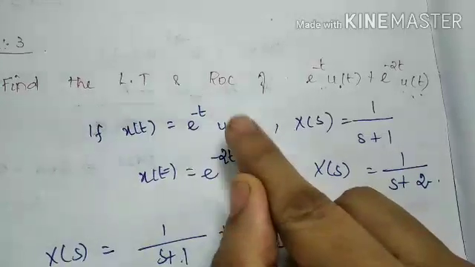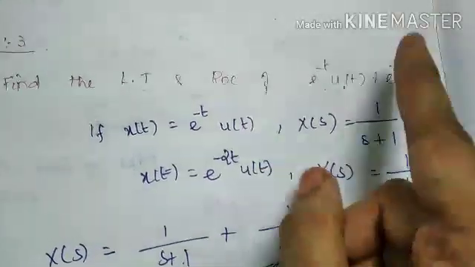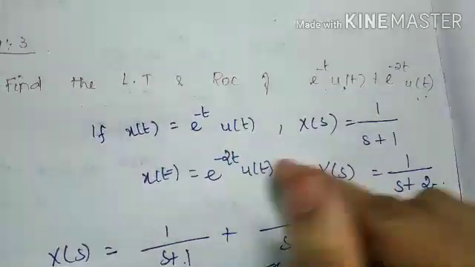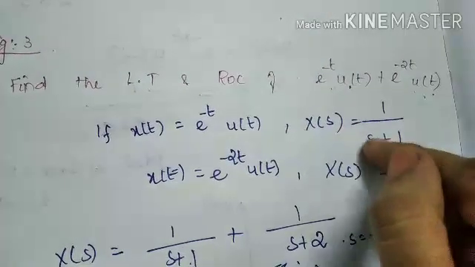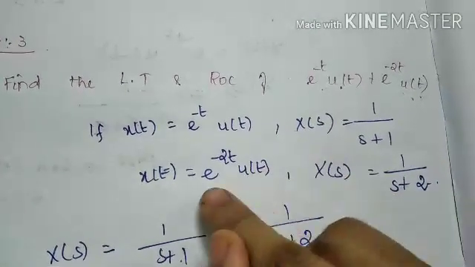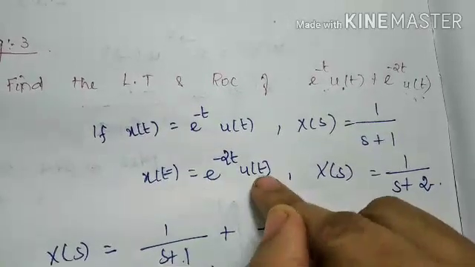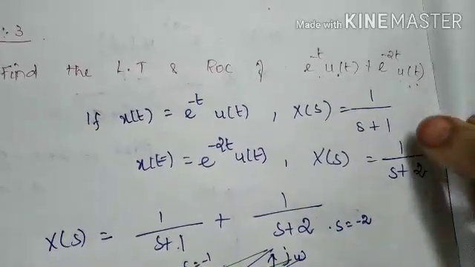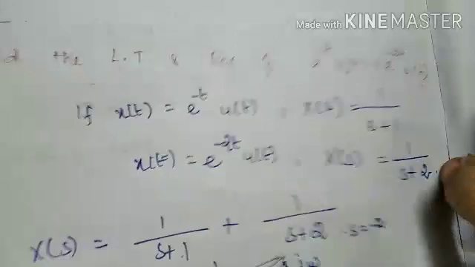See here, u of plus t. So what signal is this? Right sided signal. Right sided signal in the sense X of s will be 1 by s plus 1. See here also u of plus t. So it is also a right sided signal. So 1 by s plus 2.